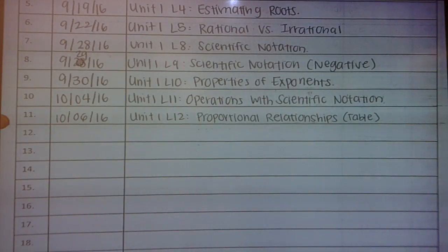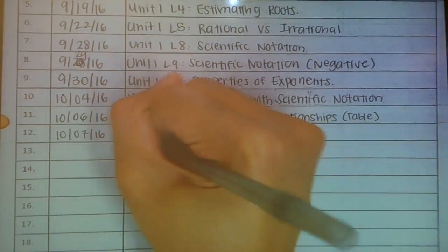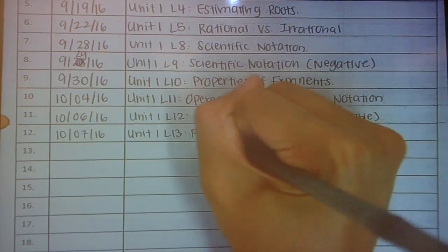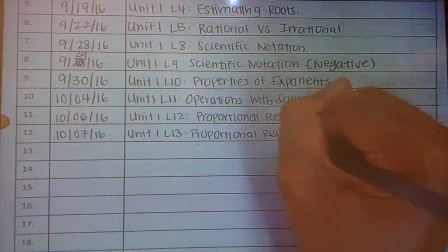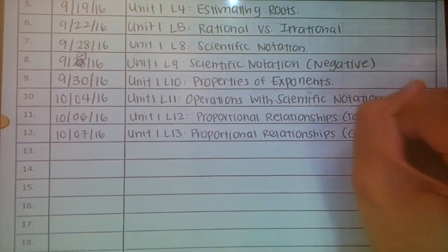Yesterday we talked about proportional relationships from a table, and today we are talking about proportional relationships from a graph. So it's Unit 1, Lesson 13. Still talking about proportional relationships from graphs.